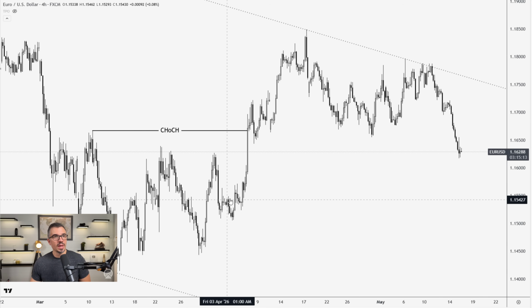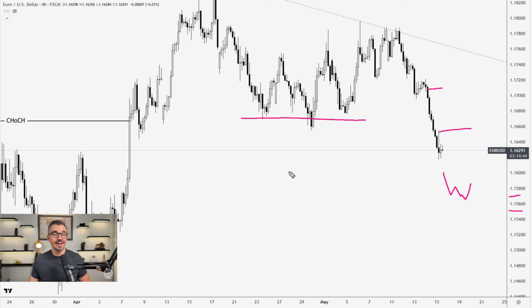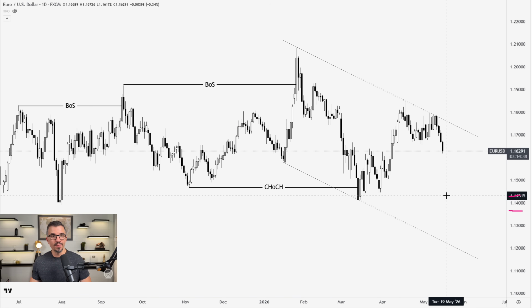So the bottom line here is that if we were to get a move down toward this imbalance, let's call it right around 115.60, 115.80 in this region, and then somewhere down here form a lower time frame change of character, we could run back and mitigate these imbalances and test these lows. Now, that does not mean it's bullish, because you have to consider that in the context of what's happening on the daily time frame.